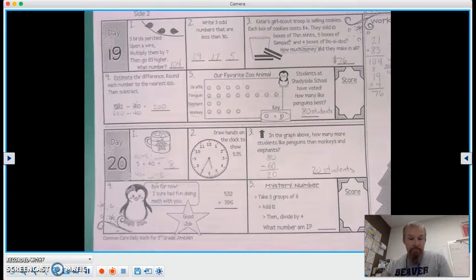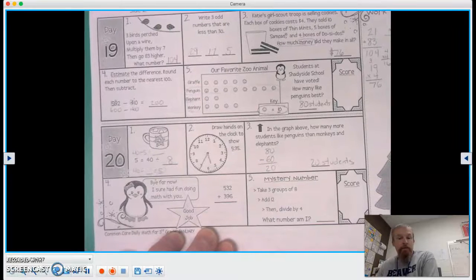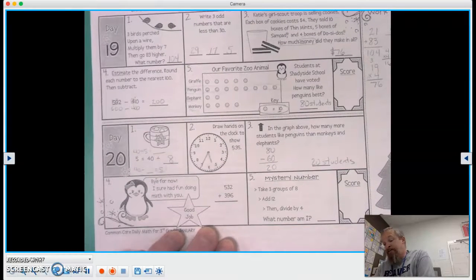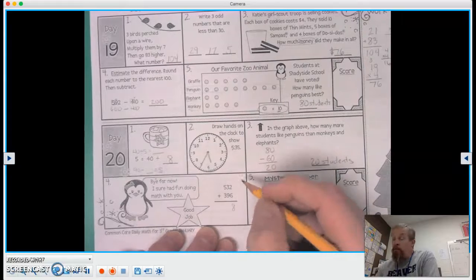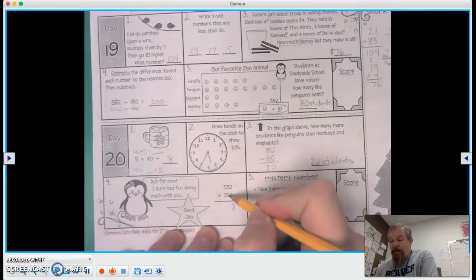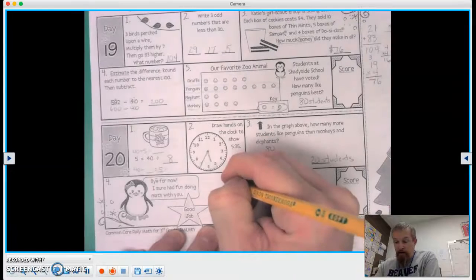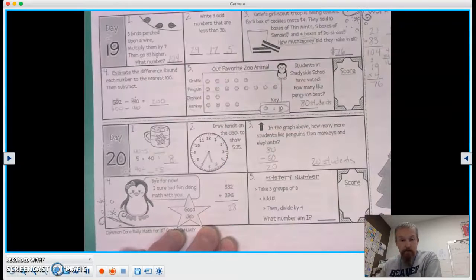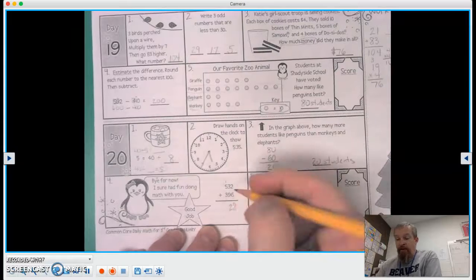Number 4 says, this is an addition problem, so 532 plus 396. 6 plus 2 equals 8. And then we're going to move to our tens column. And 9 plus 3 equals 12. So we're going to put our 2 down there. And we're going to carry over that 1. And then we have 1 plus 5 plus 3. And that equals 9.